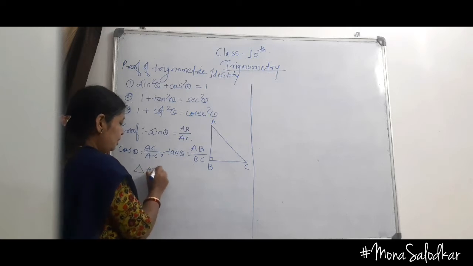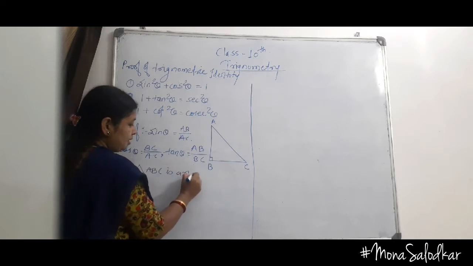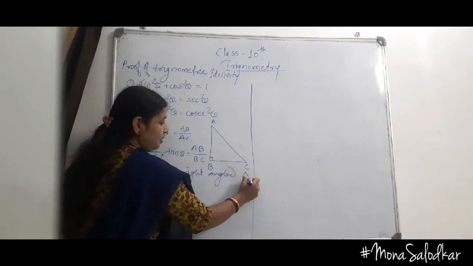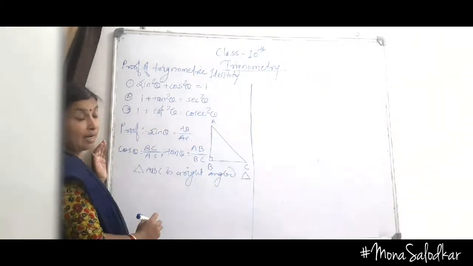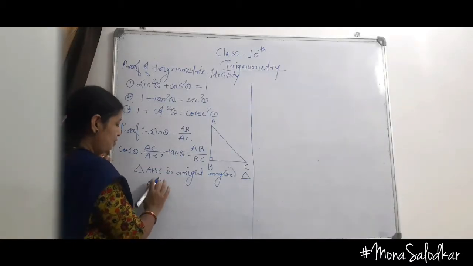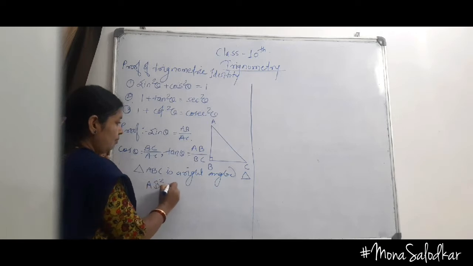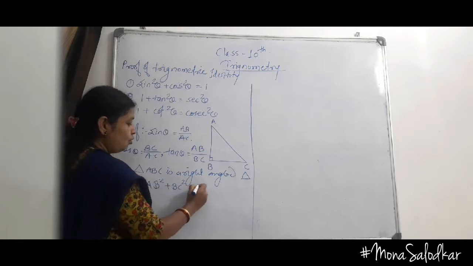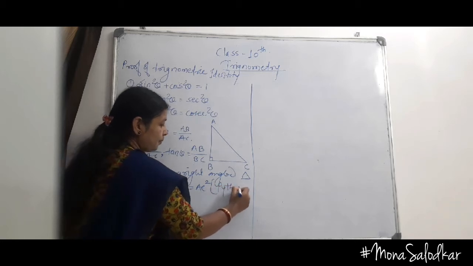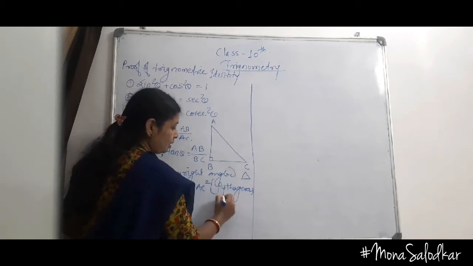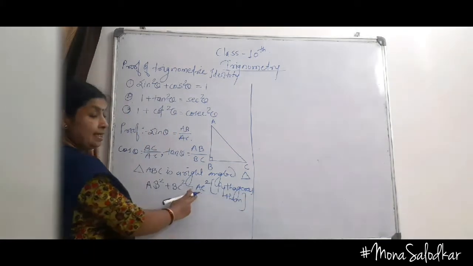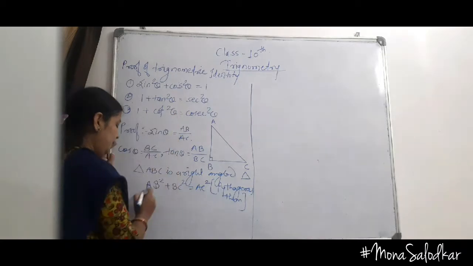Now see here, it is a right angle triangle. Triangle ABC is a right angle triangle. If it is a right angle triangle, you can use the Pythagoras theorem. By Pythagoras theorem, what you get? AB square plus BC square is equal to what? AC square. By Pythagoras theorem. Now here you get this equation. Now divide this equation by AC square to find the first identity.